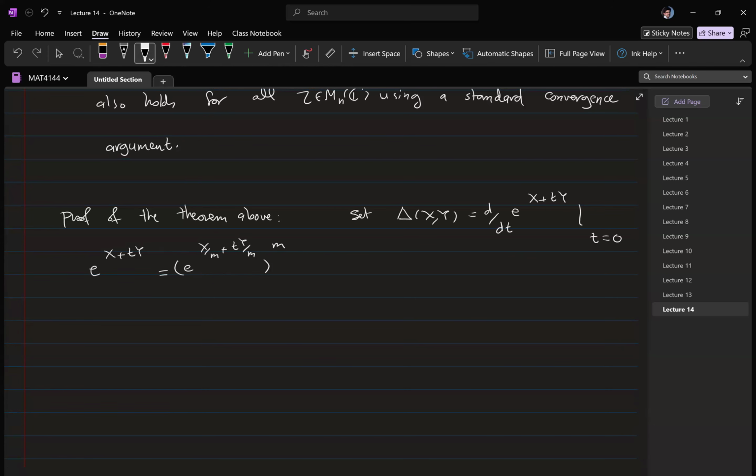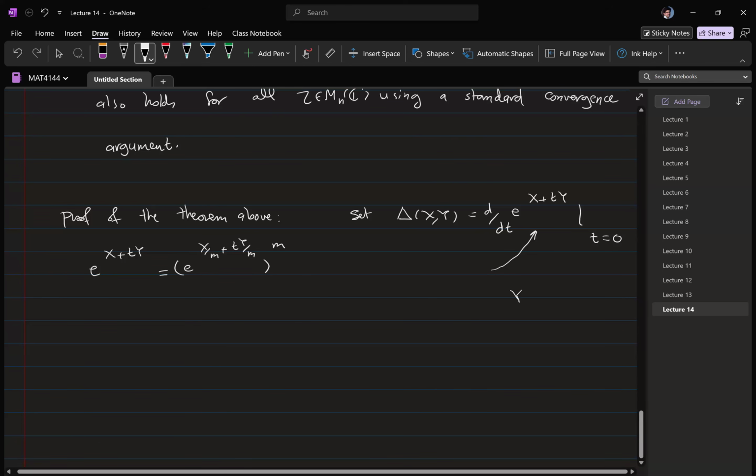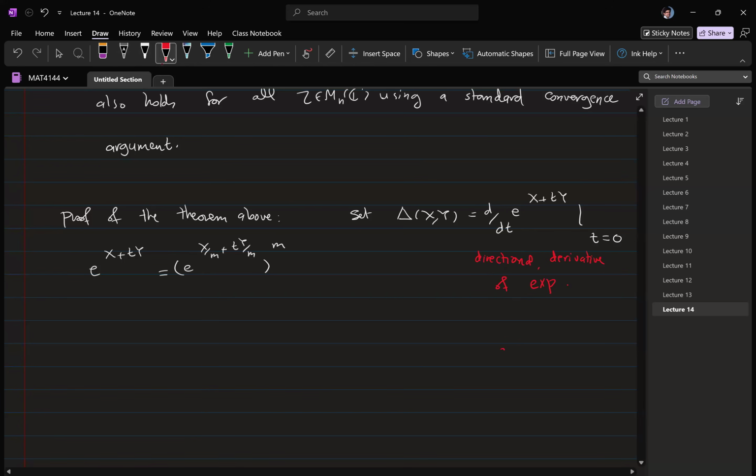In principle, you should think about it as computing the derivative of the exponential function as a multivariable function in the direction of y. Okay, so maybe I should give this insight. So this is the directional derivative of exp. So at point x, you have the direction y, you're differentiating in this direction. This would be x plus ty, right? As t goes to 0, right?